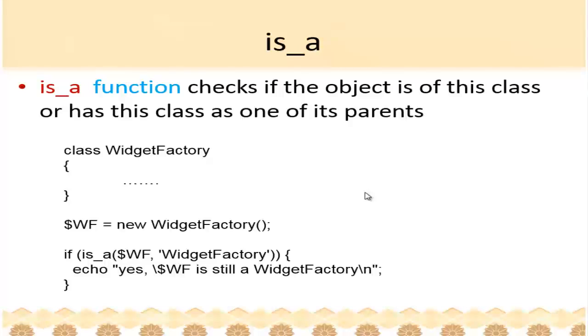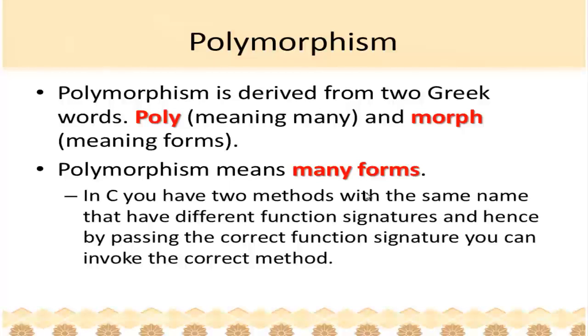So I have an object factory here. I create an object of VisitFactory and I can anytime verify whether this object is_a VisitFactory. So in is_a, the first argument is the name of the object, and the second one is the name of the class or interface that you want to verify it against.